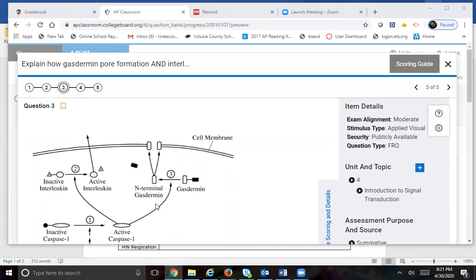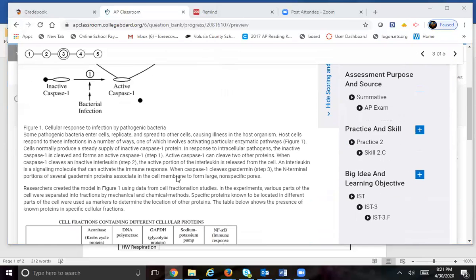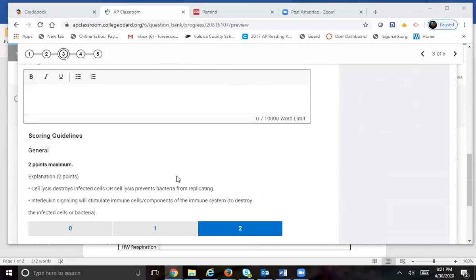Once that water rushes in, what happens to the cell? It lyses, pops open, right? An explanation of maybe the tonicity of the cell. Why is water rushing in? You can't just say cell lysis destroys it or prevents the bacteria from replicating. That's not an explanation, that's a statement, right? And it's directly from the scoring guidelines, which is another thumbs down.